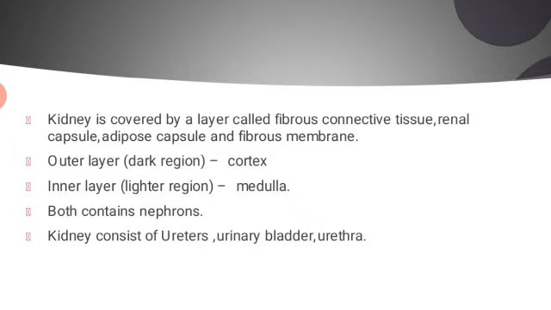And the kidney is connected to the ureter, urinary bladder, and urethra. The ureter is the tube-like structure where the urine is collected, and the urinary bladder is a sac-like empty sac where the urine is collected. Through the urethra only, the urine is released.